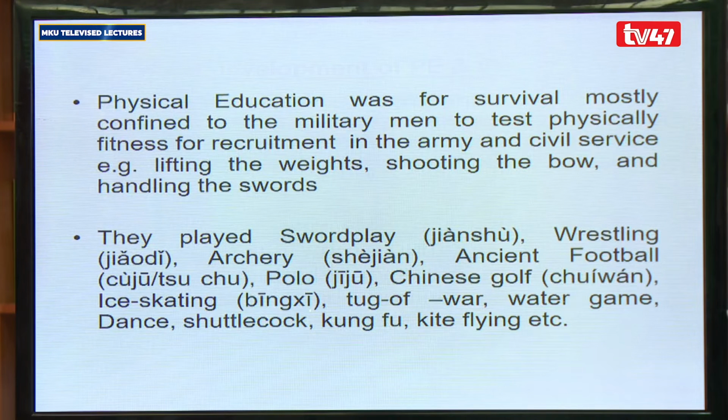Now, like I said, in this country most of the activities they were doing were for survival. They were confined in military places where they could train. Most men were involved in activities to train them physically to gain fitness so that they could take part in military activities. They played activities like wrestling and archery, and if you look at most of these games, they were to prepare them for fighting.